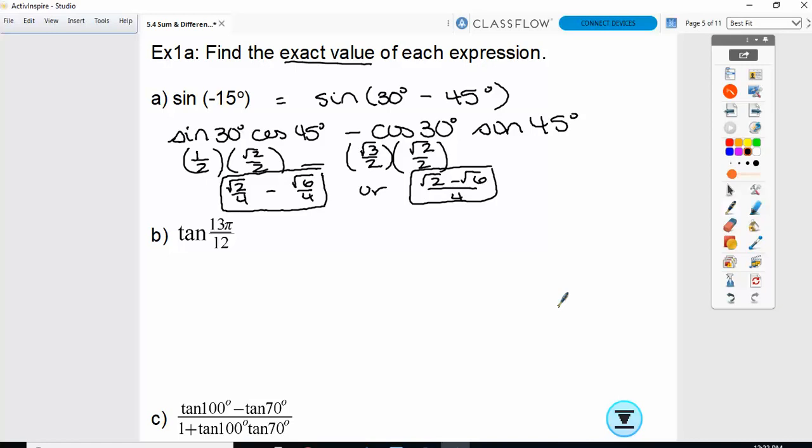So sine is very similar to the cosine. The tangent formula is a little different, but this process is the same. If I gave you something in radians, what did we do? So we do that by multiplying by 180 degrees over pi. Those pi's cancel. 13 times 180 divided by 12. Two things that add or subtract to 195.